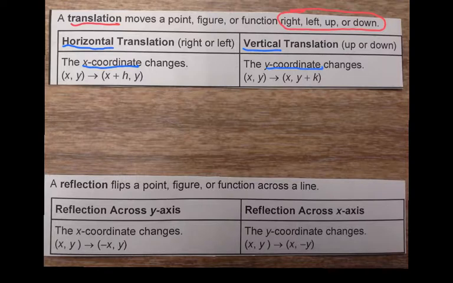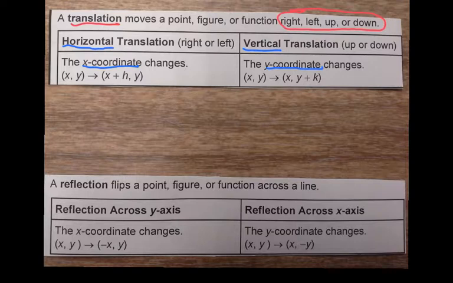So let's look at vertical translation. They give you a point (x, y) here. The x stays the same, but you're going to change the y. So you're going to add or subtract some number, and we have k for that. K is going to be a number, negative or positive, and you are going to change the y coordinates.